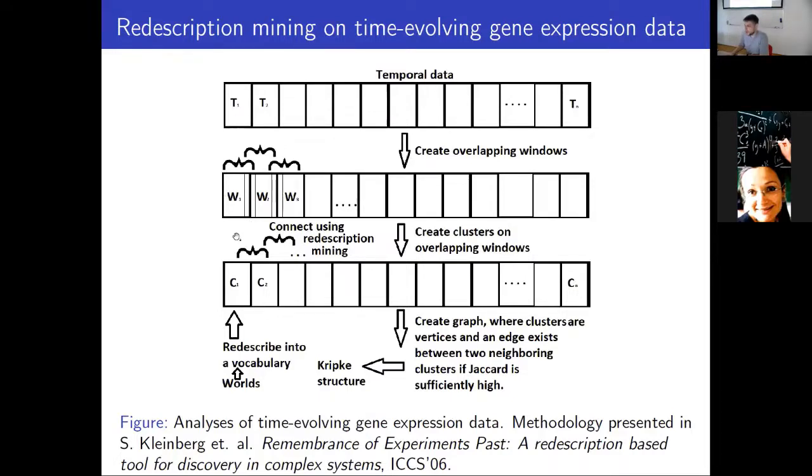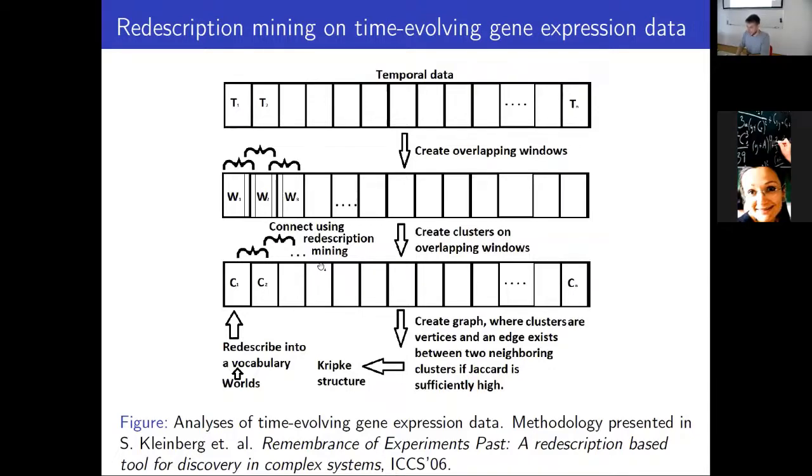Then they redescribed the connections between these windows, and then they discovered that each of these redescription sets is basically one world, and the whole set of redescription sets is one Kripke structure. Then they basically have worlds, then they have connections between these worlds, and then they can probably reason in a way more similar to a temporal logic with this kind of information.